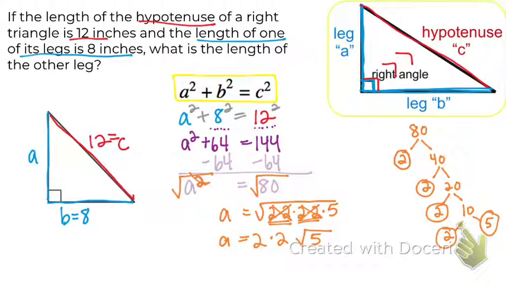So when you simplify this, outside of the square root symbol is 2 times 2, which is 4. Inside the square root symbol is a 5.